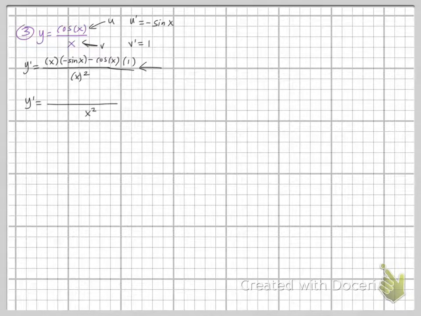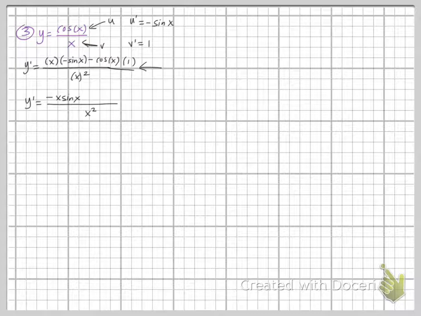I'm done differentiating. I just need to simplify. I have x squared down here and negative x times sine of x. Please do not try to multiply the two x's, this one and this one. You cannot do that. This x is inside the sine function, the trigonometric function, so please don't touch that x.